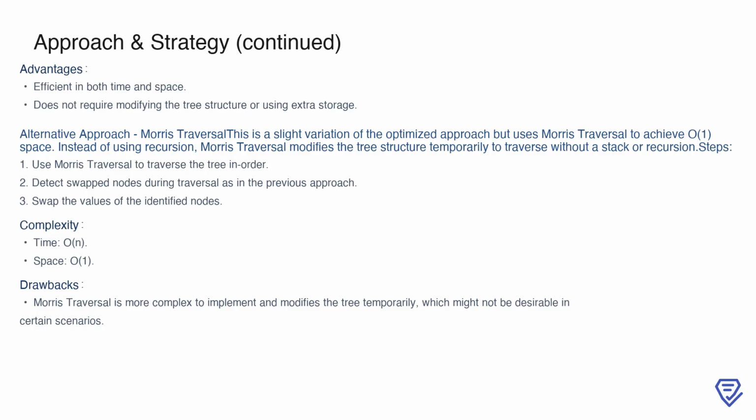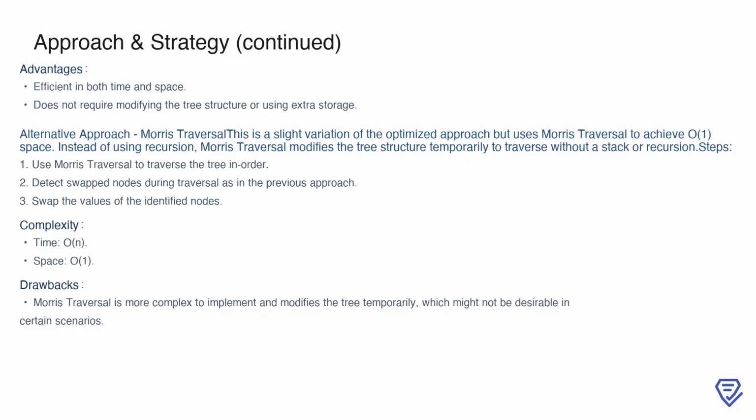An alternative to this method is using Morris traversal, which achieves O(1) space by temporarily modifying the tree structure during traversal. Instead of relying on the recursion stack, Morris traversal sets up temporary links between nodes to perform an in-order traversal without additional memory. The process remains similar. We detect violations in the in-order sequence and identify the swapped nodes.